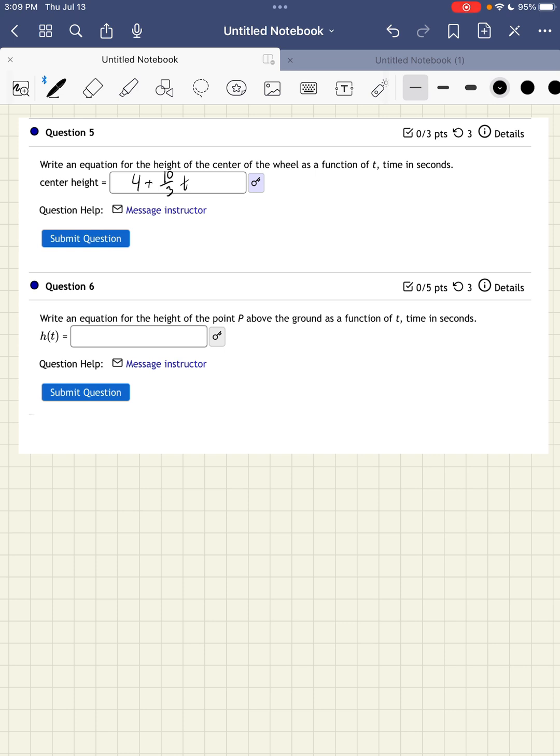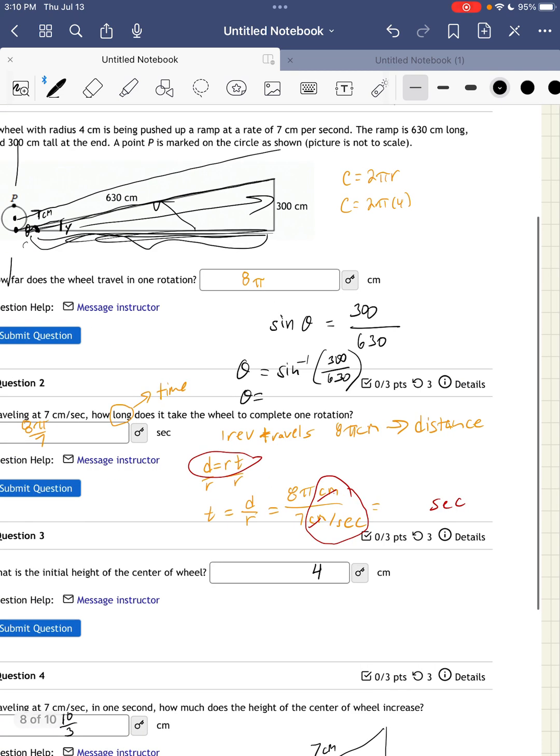Okay. Next, it says write an equation for the height of the point P above the ground as a function of time in seconds. So now we're going from not just looking at the center and finding the equation for the center, but we want to also find the equation for this point P that will be rotating around the circle as we go up the ramp. So what we really just have to do is find the equation for this movement of that point around the circle, and then we just add it to the equation that we already have for the center of the circle.